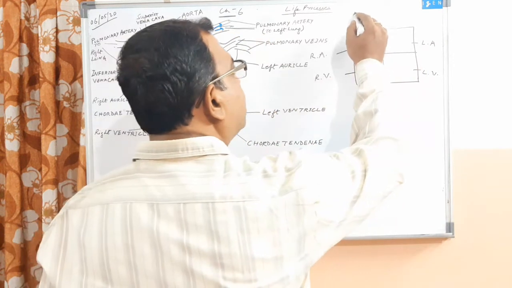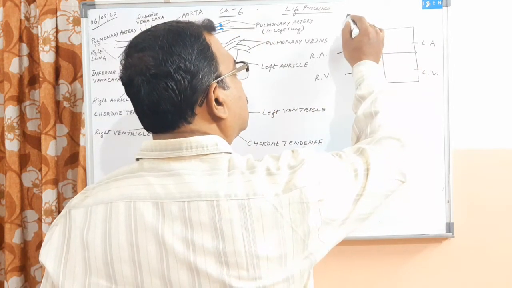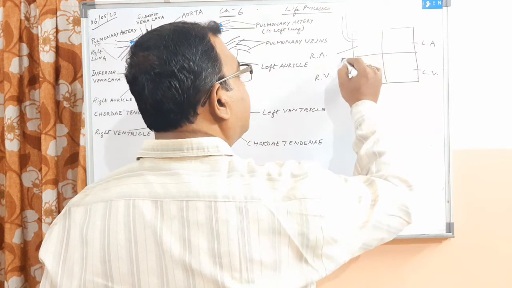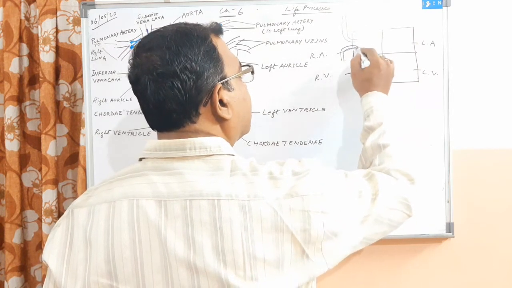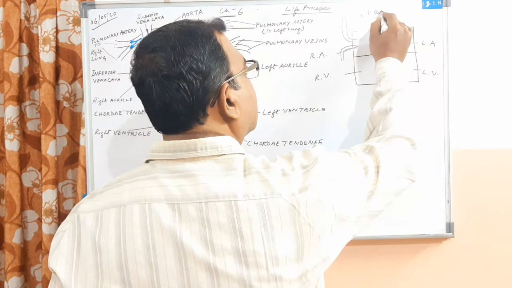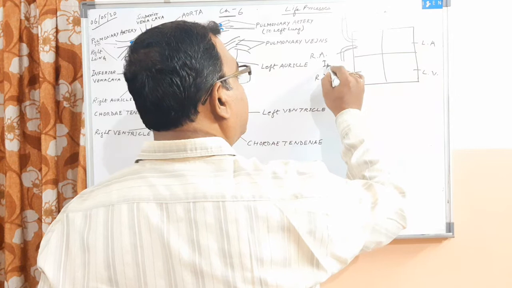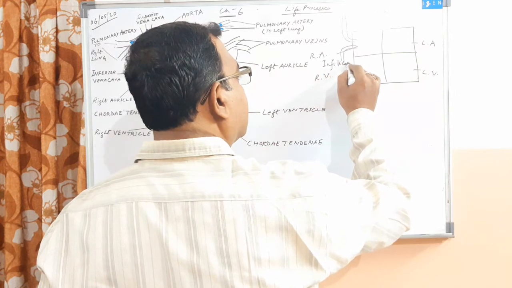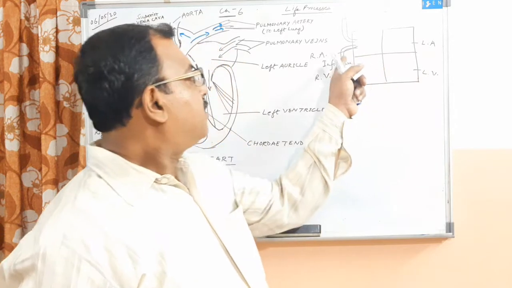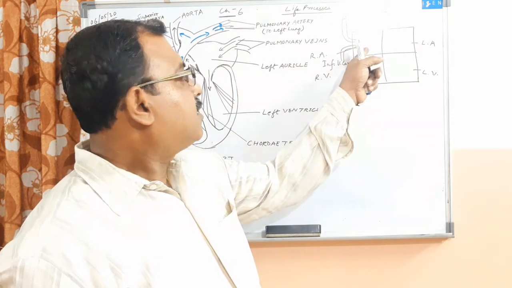So impure blood is brought via the superior vena cava and inferior vena cava. Right? This is the superior vena cava. This is the inferior vena cava. Deoxygenated blood comes into the right auricle.